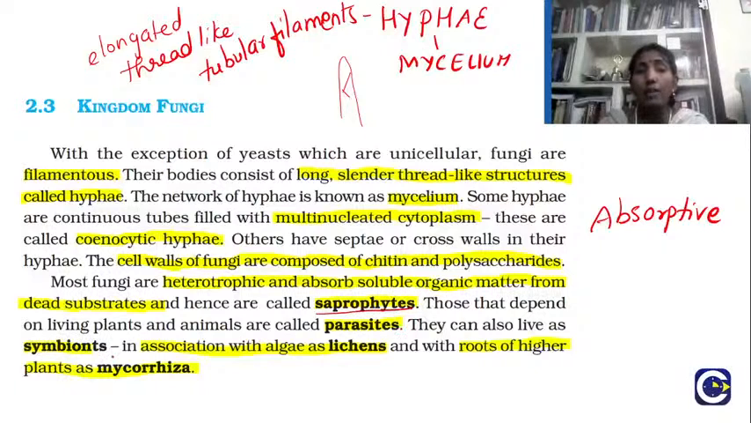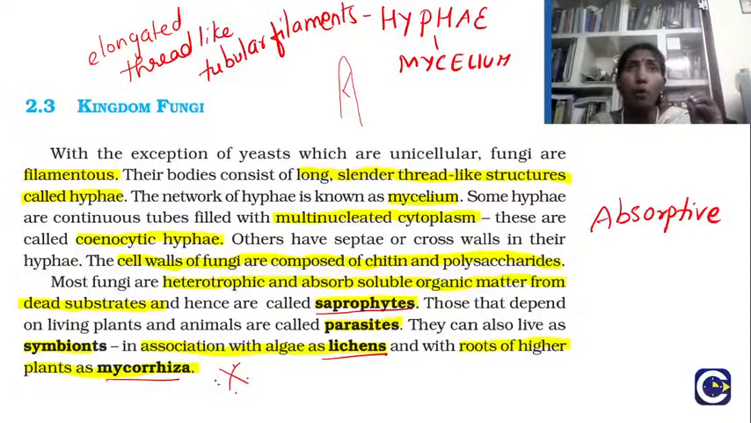Then there is what we call a symbiont, which has a mutual association. If there is a symbiotic association of algae and fungi, we call it lichen. Fungi with the roots of higher plants we call mycorrhizae. It's a definite question for the exam.